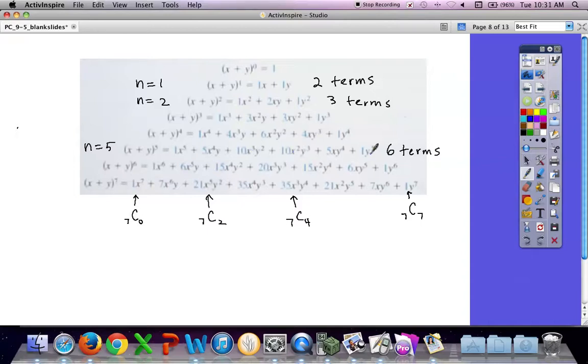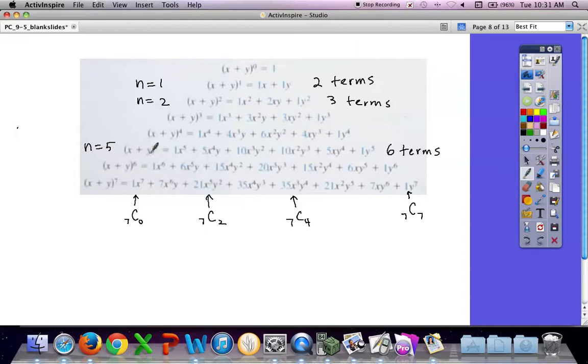Okay, we know the pattern of the variables. Like in (x plus y) to the 5th, it starts with x to the 5th, and then that goes down by 5, 4, 3, 2, 1. The y's, no y's in the first term, then 1, 2, 3, 4, 5. The only thing that's left is we need our coefficients.